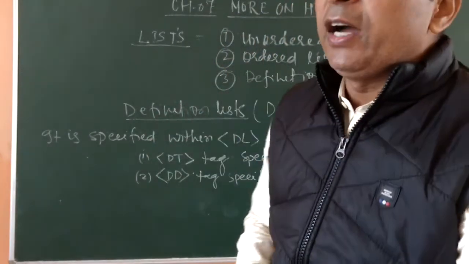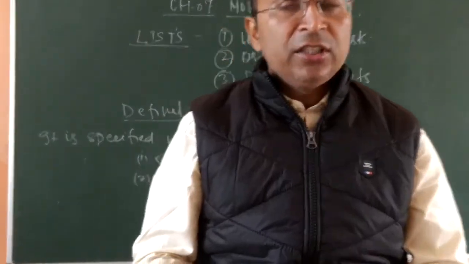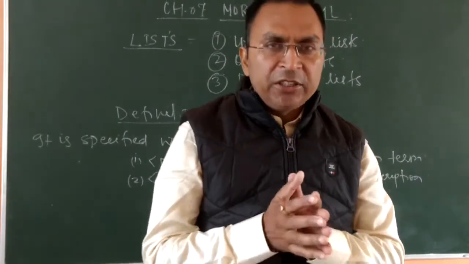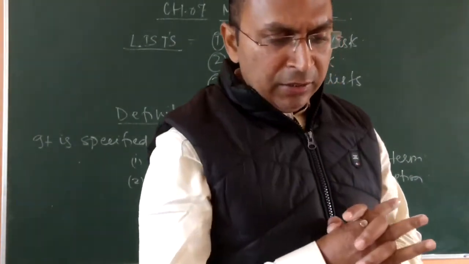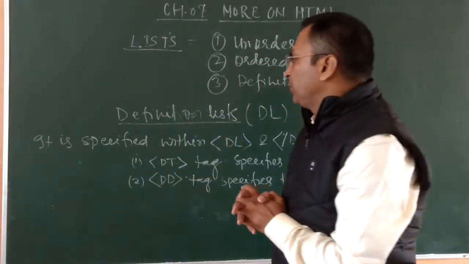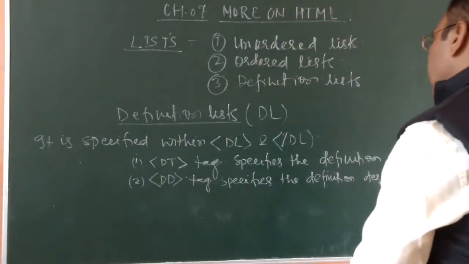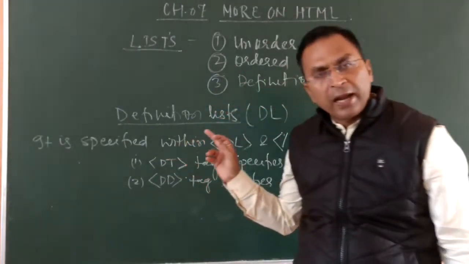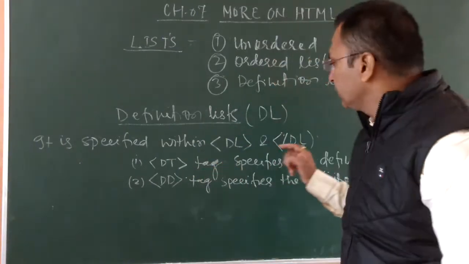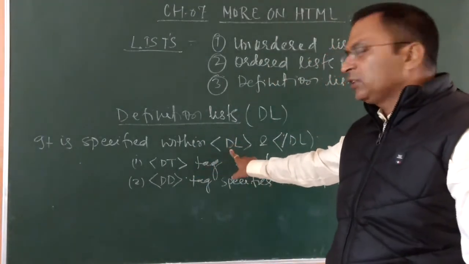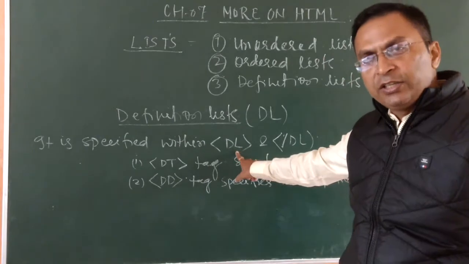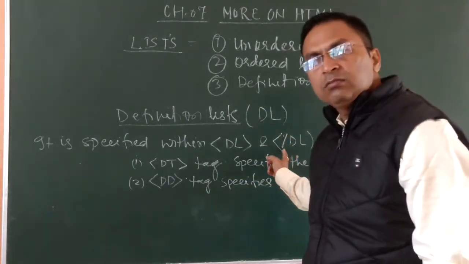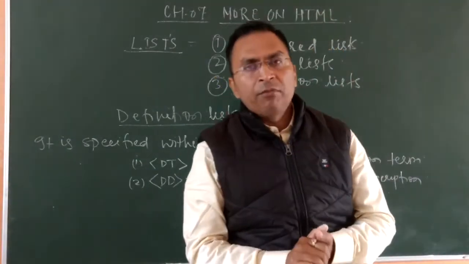Why is the definition list used, and what are its basic uses and applications? The definition list is specified within angle brackets, and there we write DL for definition list, and as we have written this, then we have to close it. This is the way of writing HTML code.